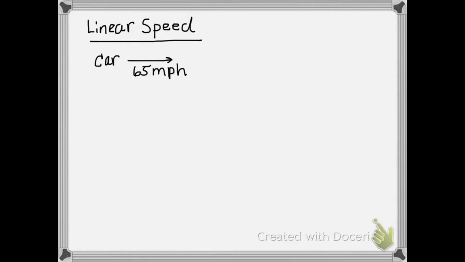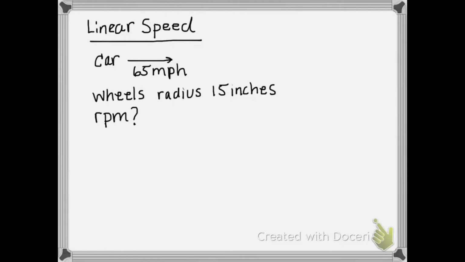And we also know that the wheels of the car have a specified radius. The wheels have a radius of 15 inches. And then based on this information, we'd like to know what rate the tires are spinning in revolutions per minute. So we are looking for RPMs, the revolutions per minute.